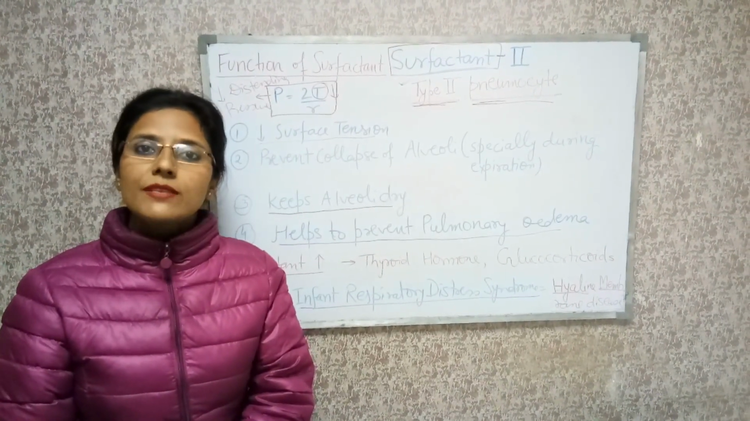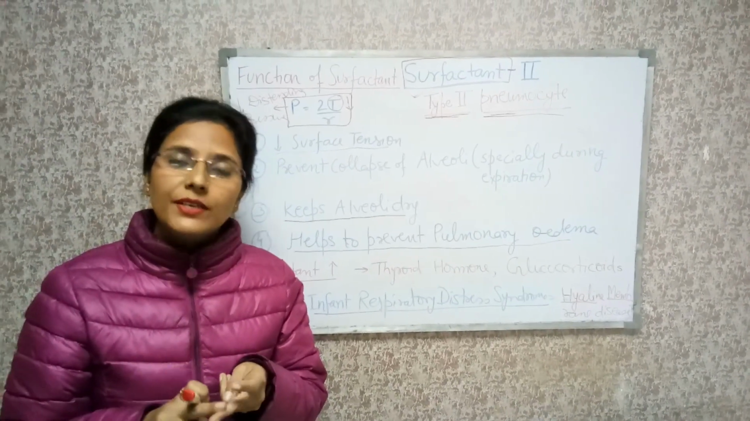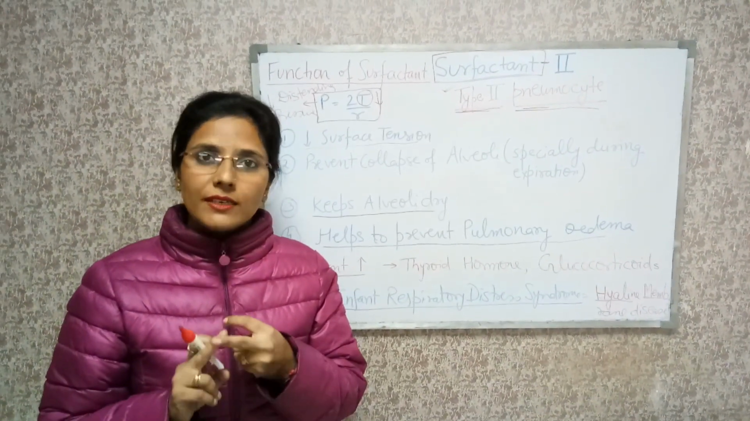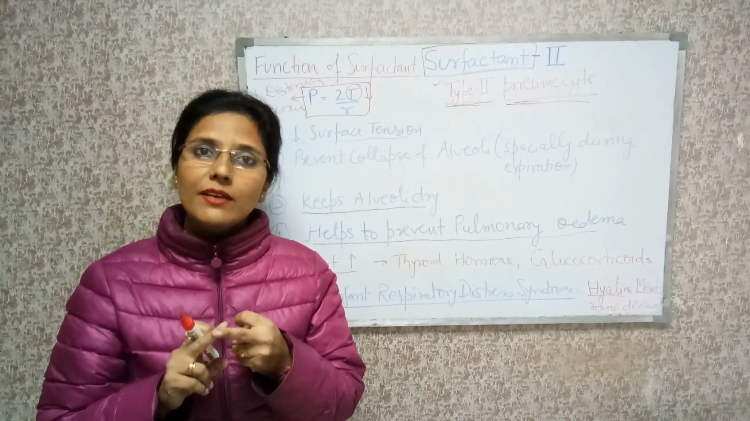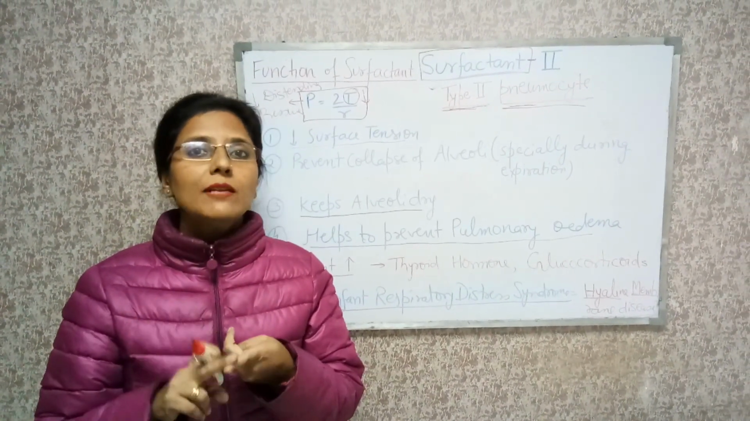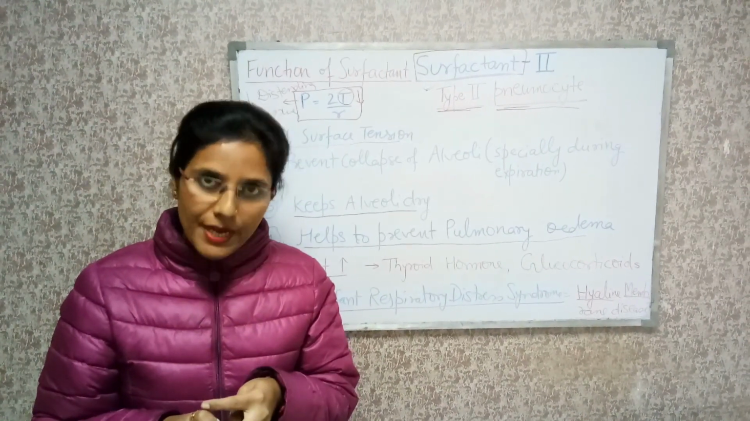So the important points till now: surfactant is produced by type 2 pneumocytes and it helps prevent the alveoli from collapsing. It helps to keep the alveoli dry and it helps to prevent pulmonary edema.